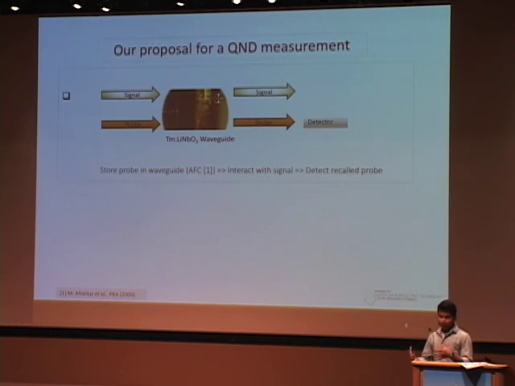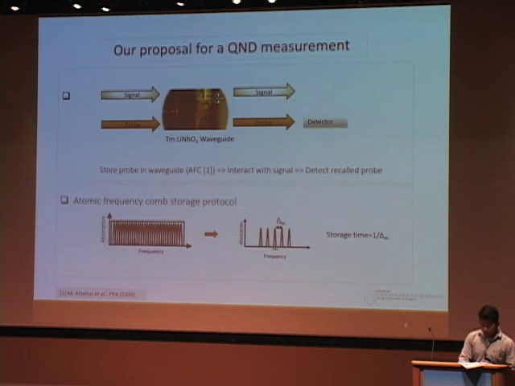And while this probe is stored, we pass our signal through our crystal, and this induces some interaction between these two. And while the signal goes undetected, we detect the probe and extract the number of photons in our signal. So before I go on discussing exactly how we do this and how we implement it, I'll just briefly talk about the storage protocol we use for our probe.